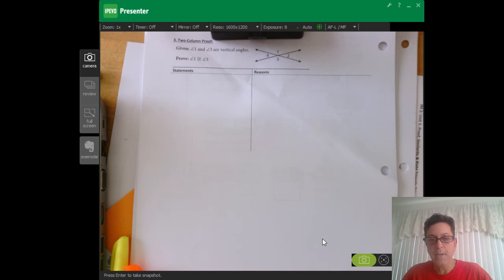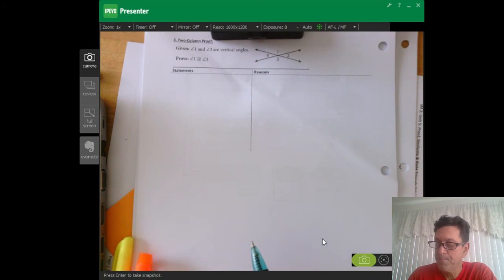Okay, now we're going to write a two-column proof. Two-column proof is one of the more common types of proofs that you'll run into. Just like the paragraph proof, it has the same basic components and structure. So it has an introduction, a body, and a conclusion.